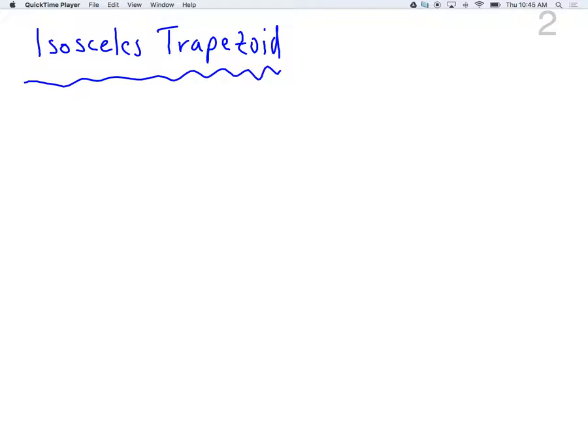What do you think an isosceles trapezoid is? Turner? Trapezoid with isosceles triangles? Nope. What's an isosceles triangle? Two pairs of congruent sides. Good. So what do you think an isosceles trapezoid is? Trapezoid with two pairs of congruent sides. Perfect. You know which sides are congruent? The bases or the legs? The legs.